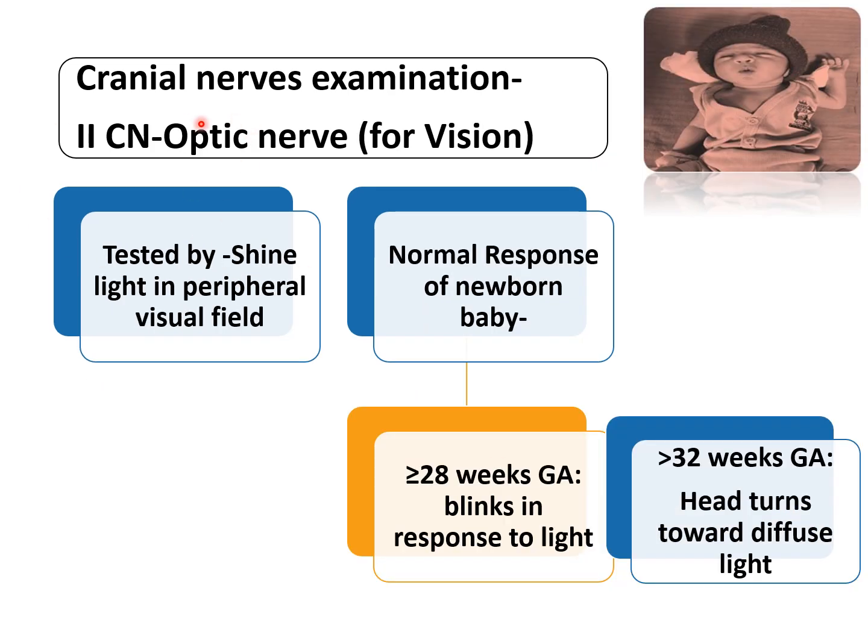Now, second, the optic nerve for vision. It can be tested by shining the torch light in the peripheral visual field. In a baby of more than 28 weeks of gestational age, the baby will blink in response to the light, while at more than 32 weeks, the baby will turn the head toward the diffuse light.